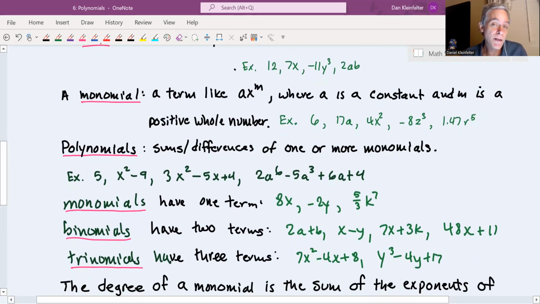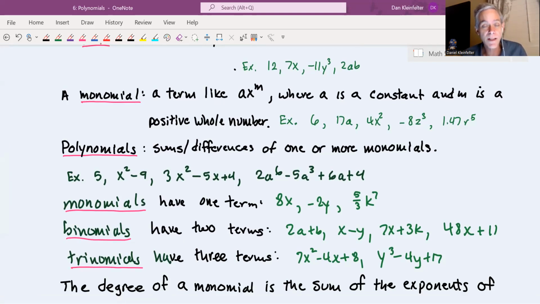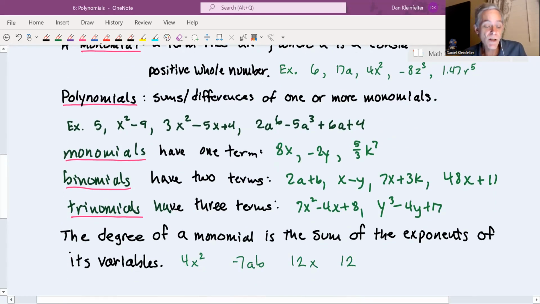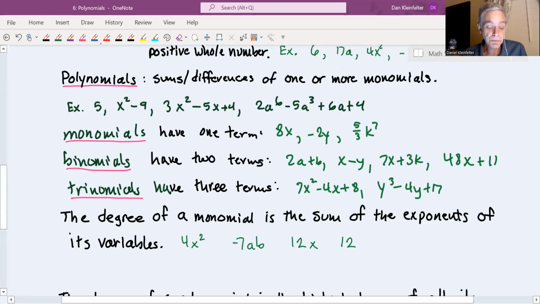Monomials have one term, binomials have two terms, and trinomials have three terms. Monomials, binomials, and trinomials are all kinds of polynomials. It's just that the prefixes mono, bi, and tri tell you a little bit more about how many terms there are. Polynomial is the more general word that describes all of these different kinds of polynomials. Okay, so if that's confusing, let me know and we can talk about it some more.